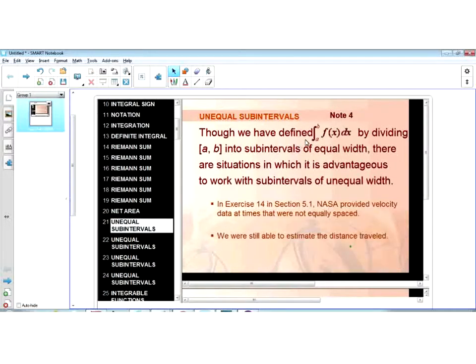Unequal subintervals, what do we have about that? Though we have defined the definite integral by dividing the interval on the x-axis into subintervals of equal width, there are situations in which it's advantageous to work with subintervals of unequal width. And we can still work with this. So the subintervals don't always have to be of equal width.